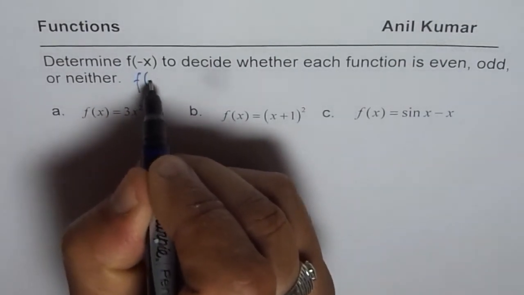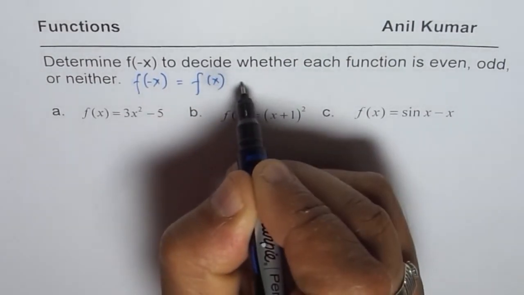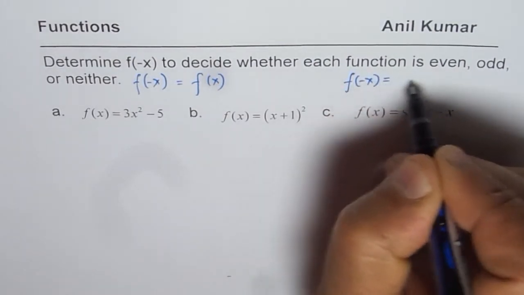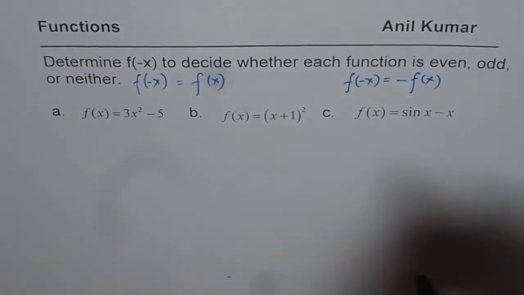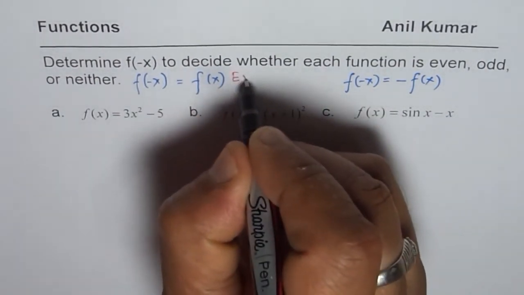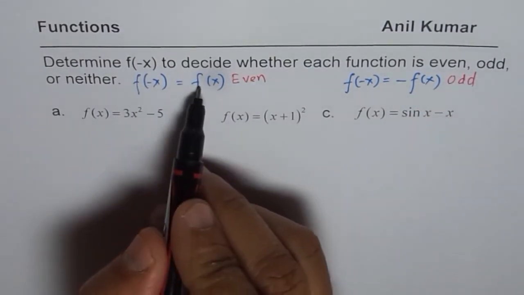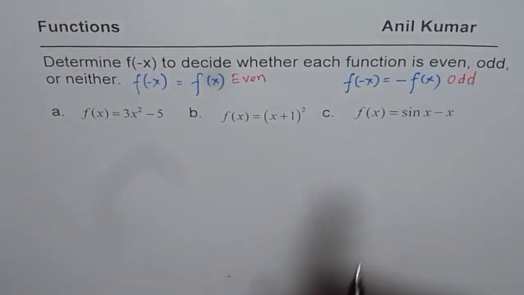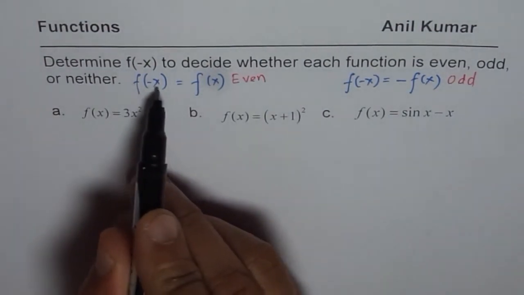If f of minus x is equal to f of x, then the function is even. And if f of minus x is equal to minus of f of x, then the function is odd. So if f of minus x is same as f of x, then it is even. But if it is negative of f of x, then it is odd. Otherwise, it's neither, right? So let's begin by finding f of minus x.